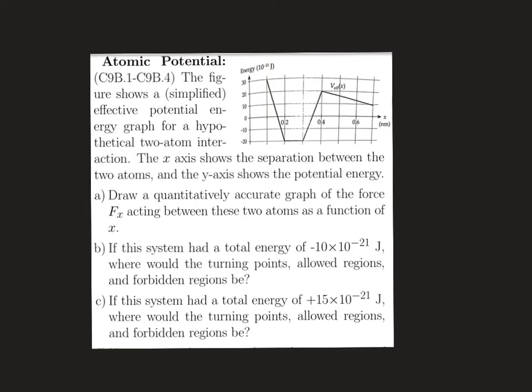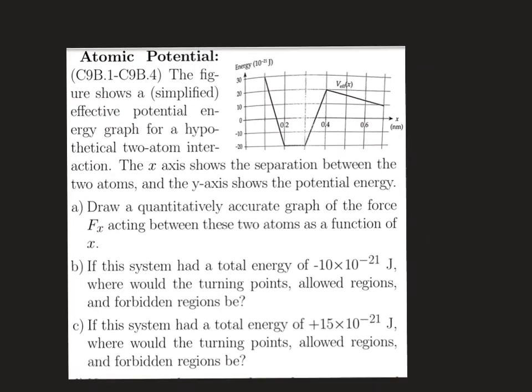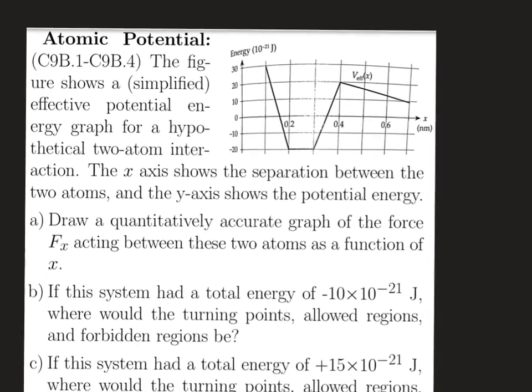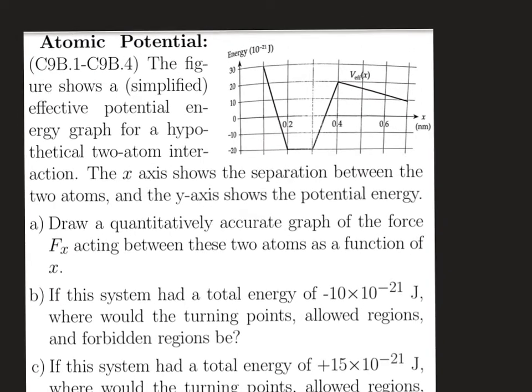Okay, so now part C is very similar to part B in that we now have a different energy level, and we want to also indicate where the turning points, allowed regions and forbidden regions are. So again, I want to focus on the figure, and we have a new energy which is plus 15. I'm going to indicate that in the picture by just a constant line going straight across the diagram. That's the energy level at plus 15.